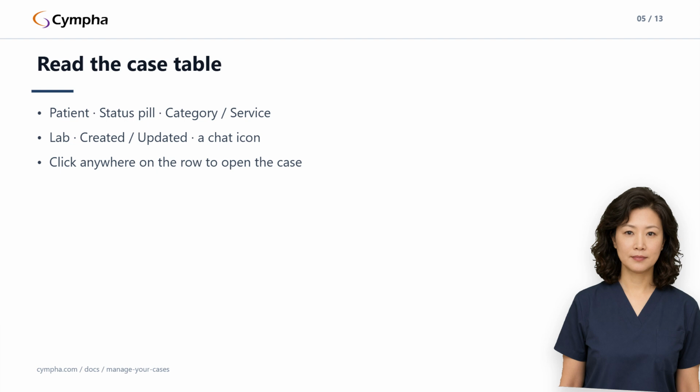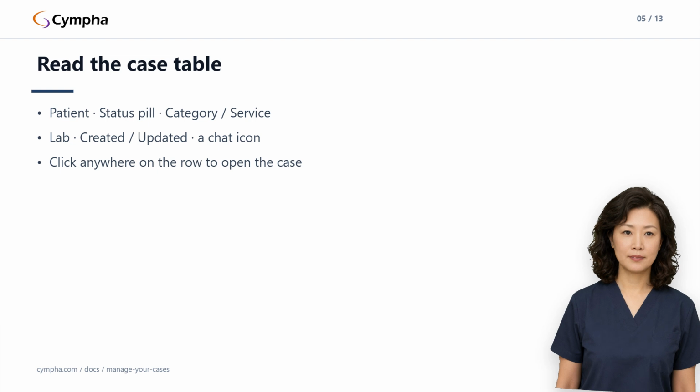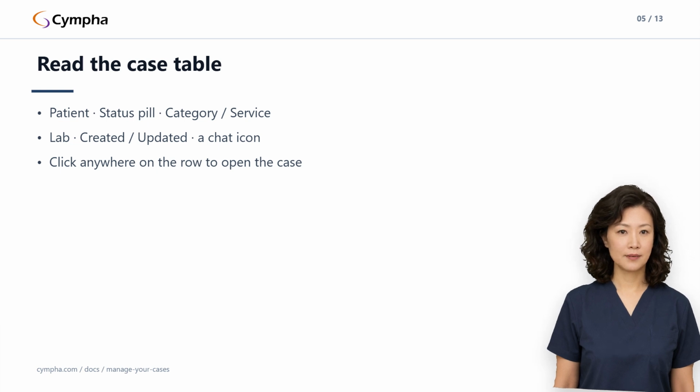Status, a colored pill. The case status glossary in the docs maps each color to its state. Category or service: orthodontics, implant, AlignerBot, clearaligner.ai, or the lab's specific service name. Then the lab handling the case, the created and updated timestamps, when you submitted it and when something last happened, and finally the actions column, with a chat icon that opens the conversation in a side sheet.